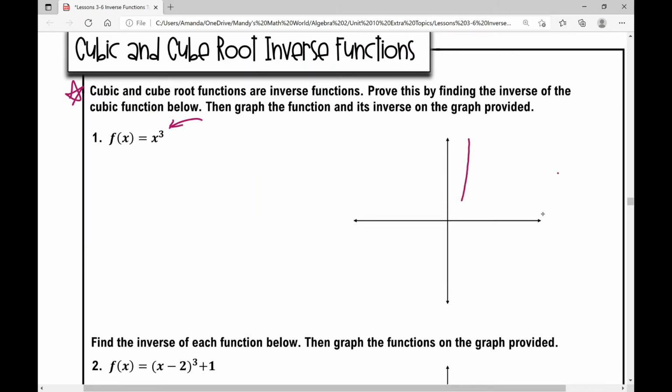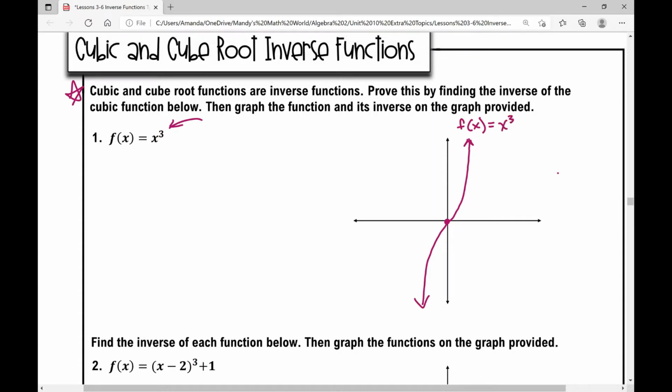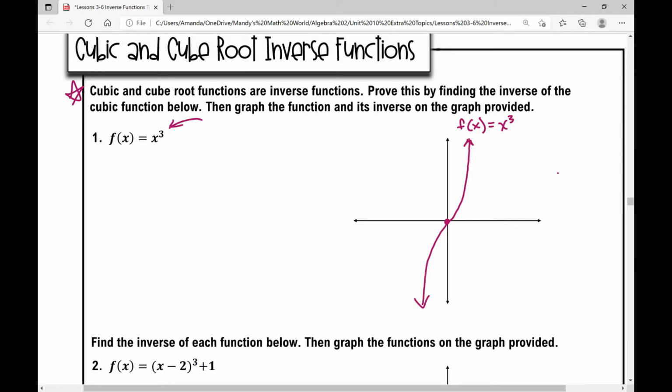It's going to take this shape right here. It goes to the origin. I didn't do that very well, but this is f of x equals x cubed. And as you can see, it is a one-to-one function. We know that because if we were to perform the horizontal line test, the horizontal lines only pass through one point. Therefore, it passes the horizontal line test. Therefore, this is a one-to-one function.